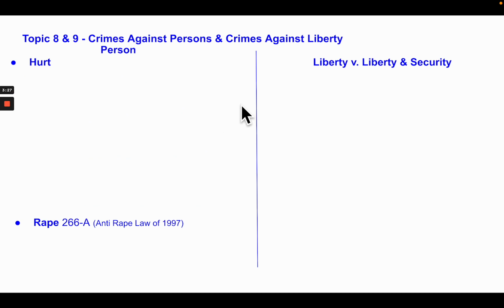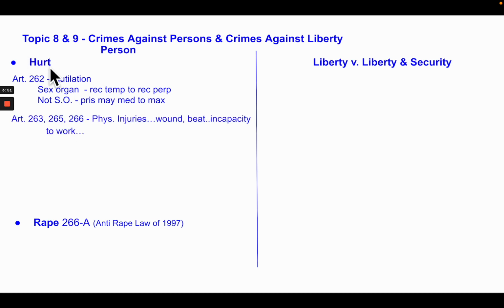Now we move further. When you talk about hurting, we're talking about mutilation. If you mutilate a sexual organ, the penalty is reclusion temporal to reclusion perpetua. And if you mutilate not a sexual organ, maybe an ear or a finger, when you try to hurt somebody, then that is the penalty, prision mayor, medium to maximum. Under the classification of crimes against person is hurting or causing physical injuries.